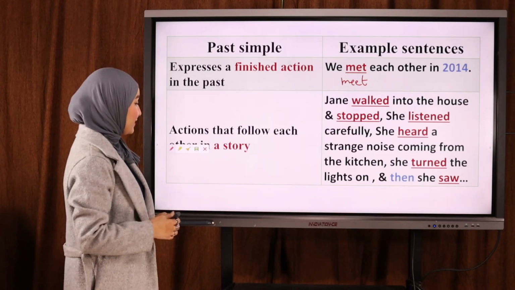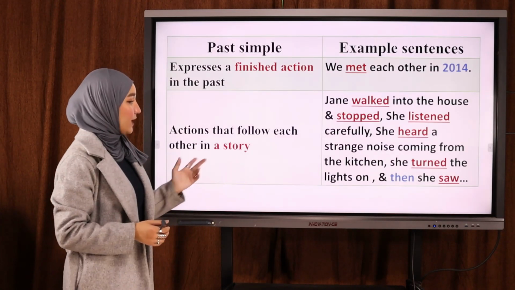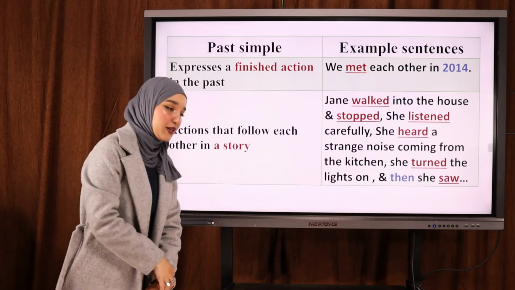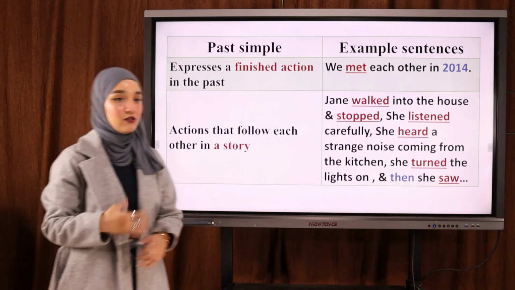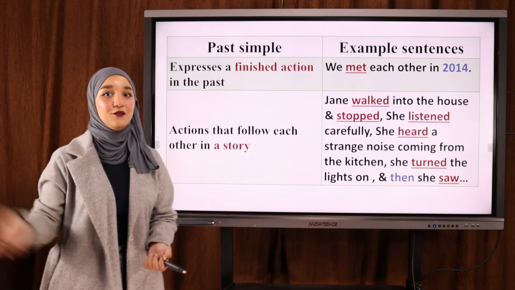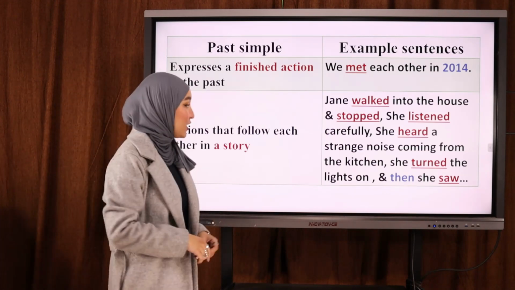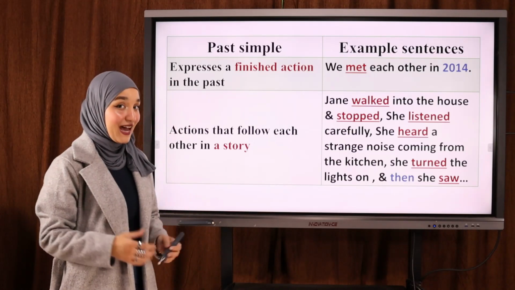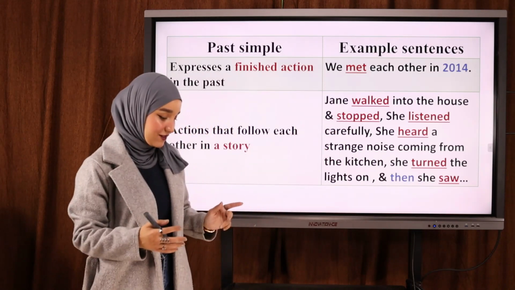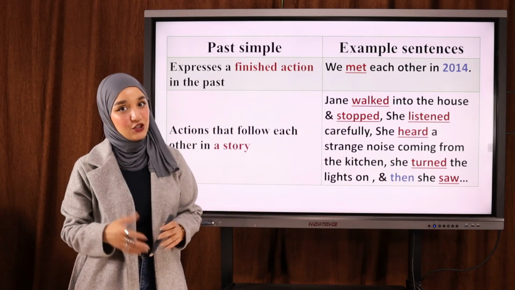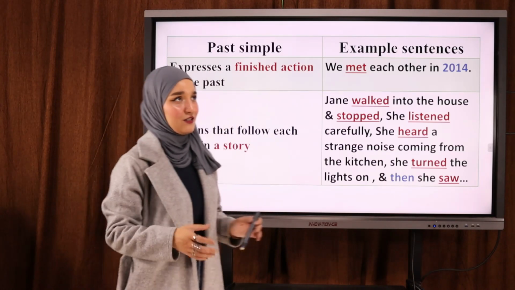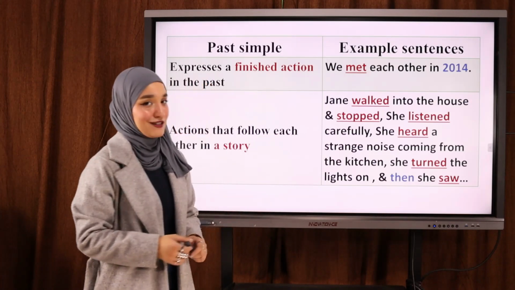We also use the past simple to talk about actions that follow each other in a story. Okay, so if I'm telling a story that happened in the past, أنا أسرد قصة وقعت في الماضي, okay, a long time ago. في قديم الزمان. So I have to use the verbs in the past, okay? Here's an example. For example, I'm telling a story about my friend Jane, okay? She's my imaginary friend. She's not my real friend. هي شخصية خيالية.